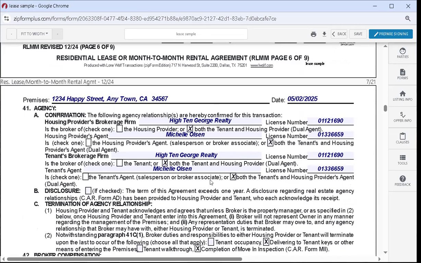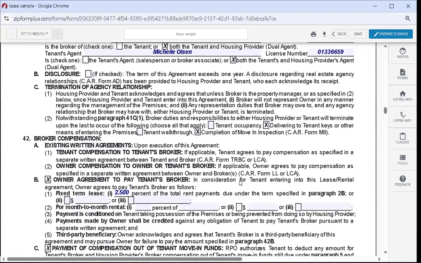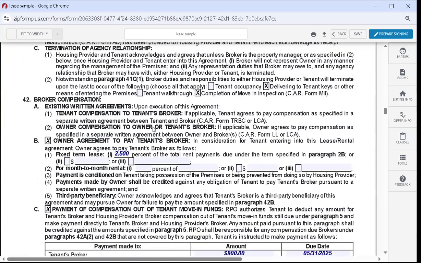All of this on number 41, make sure you have High 10 George Realty. And down here, owner agreement to pay tenant's broker. So we dueled on this, High 10 George Realty, right? But remember, in our listing agreement, we're only asking for the listing side. So now, if we're dueling, we still need to ask for a commission, okay?